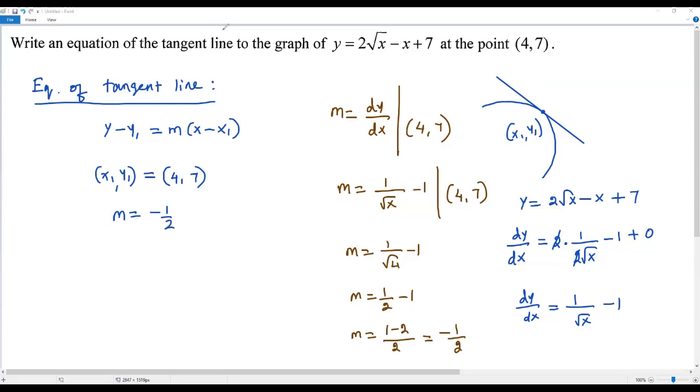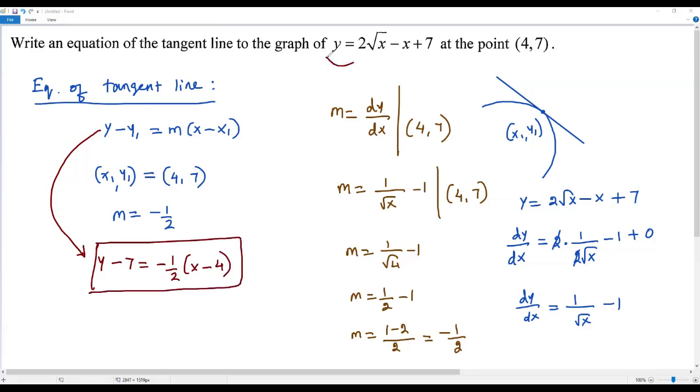Okay, now I have to plug these into the equation of the tangent line we have over here. So y minus y1, which is 7, equals m, which is negative 1 over 2, times x minus x1, which is 4. So this is the equation of the tangent line to the graph of y equals 2 times square root of x minus x plus 7 at the point (4, 7).